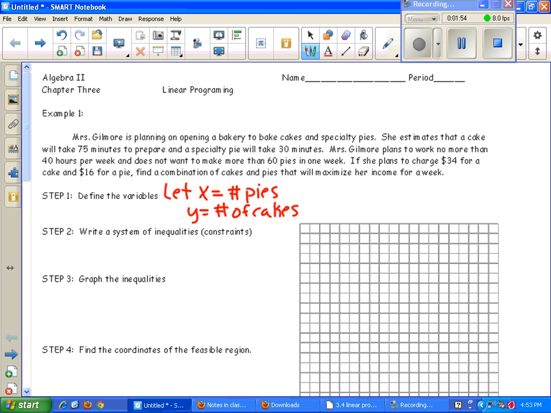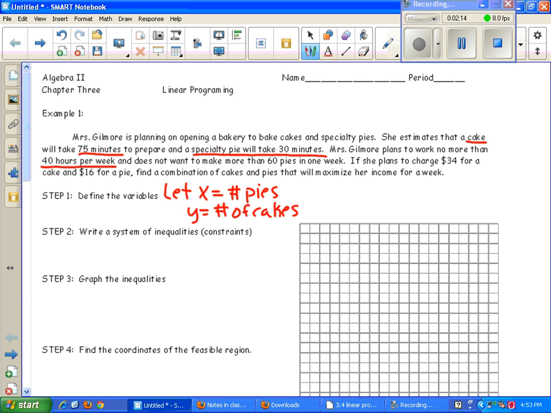So let's take a look at the minutes and hours first. It takes 75 minutes to prepare a cake, and a specialty pie will take 30 minutes, and it says that she plans to work no more than 40 hours per week. So that's the first thing I want to come up with an equation for.